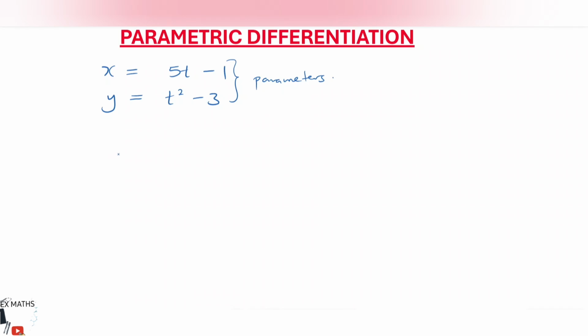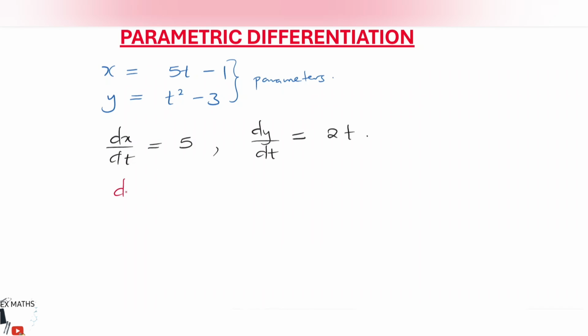To get our dy/dx now, we need to differentiate the first parameter in terms of t. So we'll get dx/dt, which is going to be 5. Then we go to the next parameter. We're going to find our dy/dt, which is going to be equal to 2t.